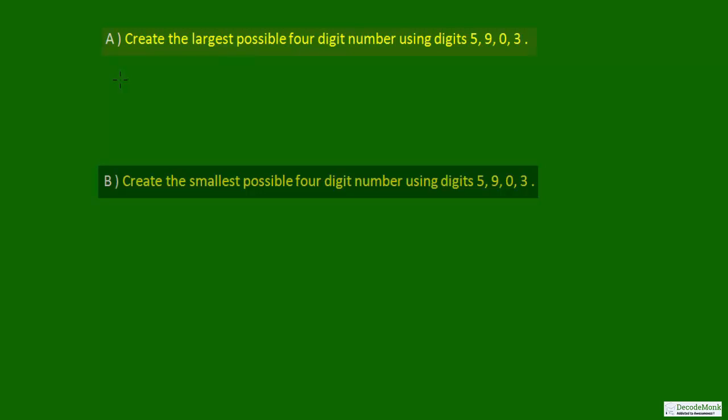Now consider this example, which is a little bit trickier than the earlier one. Here you are asked to create the largest possible 4-digit number using 5903. So again, if you are going to create a 4-digit number, then obviously there will be 4 places, starting from the right with ones. That means this place represents the number of ones, this place represents the number of tens, this place represents the number of hundreds, and this one represents the number of thousands.